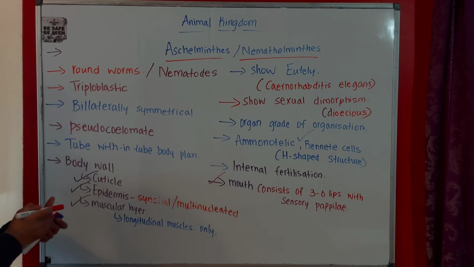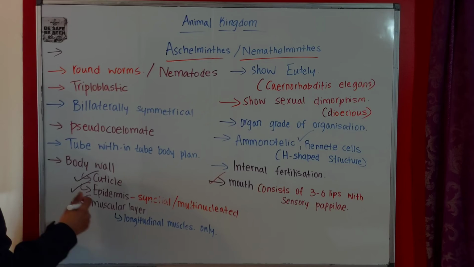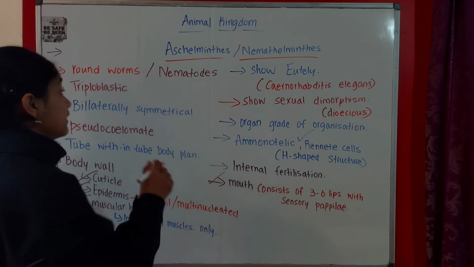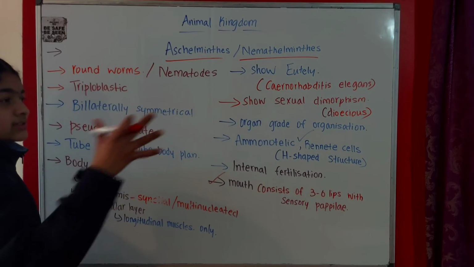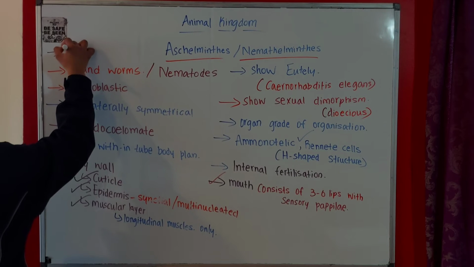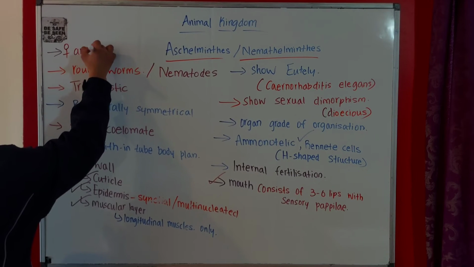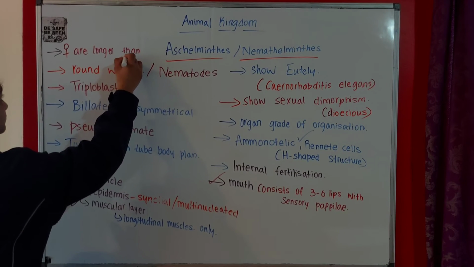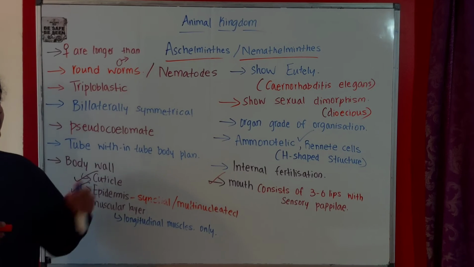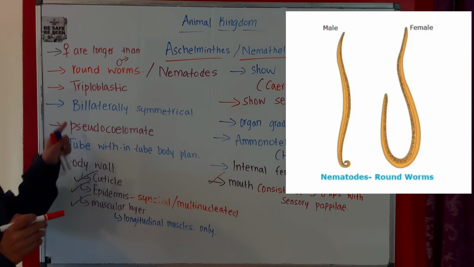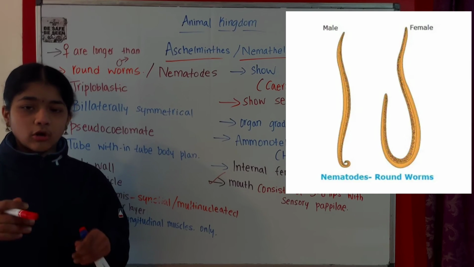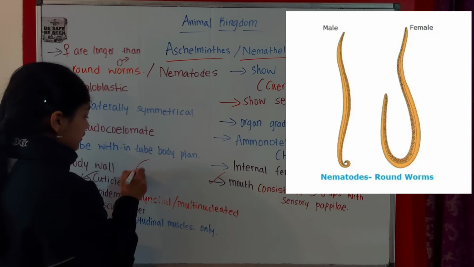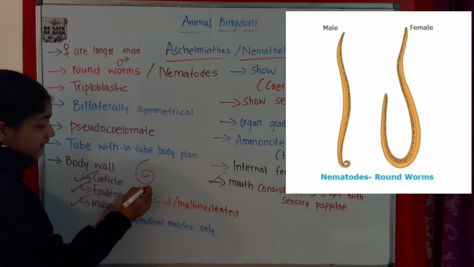Nematodes, we have talked about the sexual dimorphism. These nematodes are dioecious, that means male and female are separate. One more important thing about sexual dimorphism in nematodes is that females are longer than males. As you can see in the diagram here, the male is a bit short and curved. So you can see here they are short and they are curved.